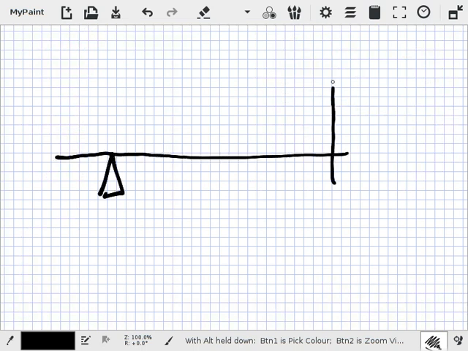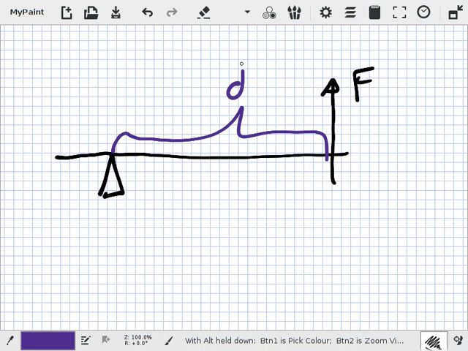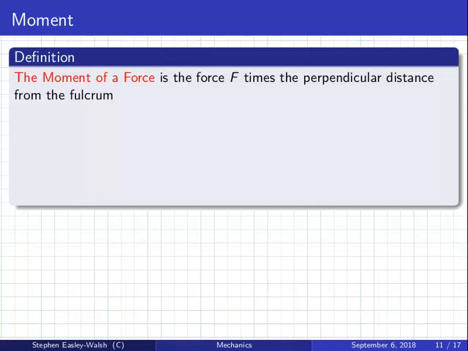If you push up here with F, and this here is D, we say the moment is the force multiplied by the distance. That's the moment. It's like a special type of force. It's like a turning force. So the definition is force multiplied by the perpendicular distance.